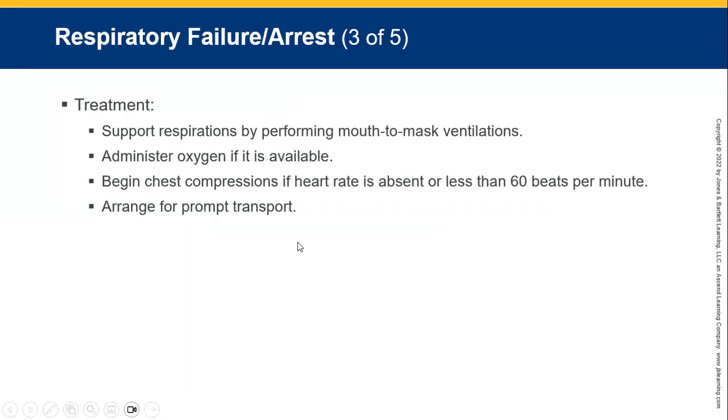Okay, always monitor ABCs. If you have oxygen, apply a high flow rate of oxygen. Remember, for a child, use a pediatric mask. If you don't have a pediatric mask, just hold the mask by the patient's face. Begin chest compressions if the heart rate is absent or less than 60 beats per minute, and arrange rapid transport to the closest hospital.